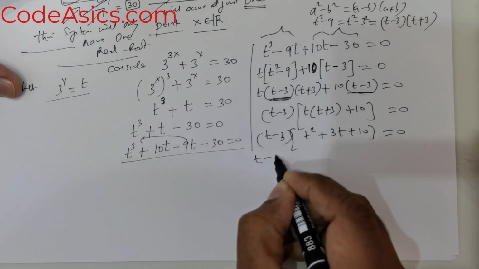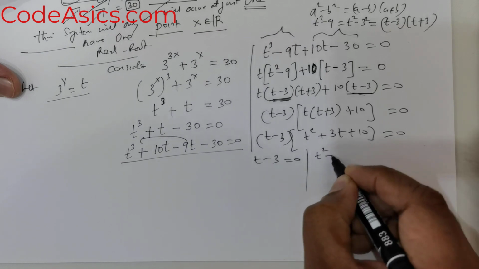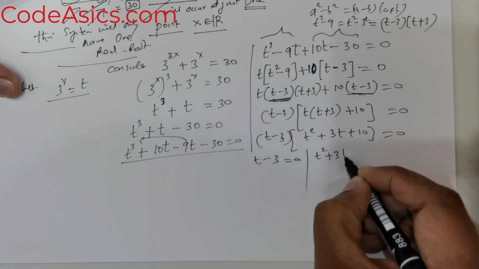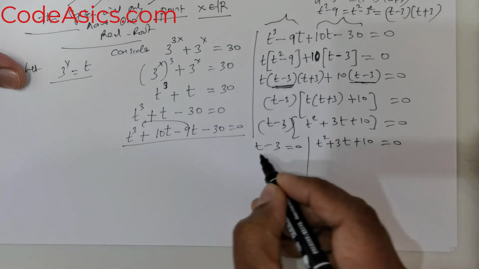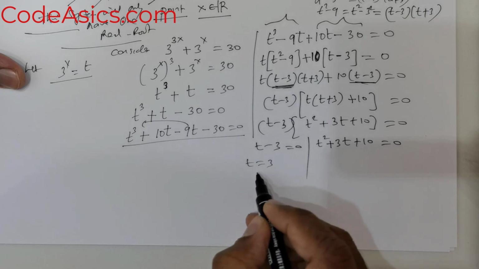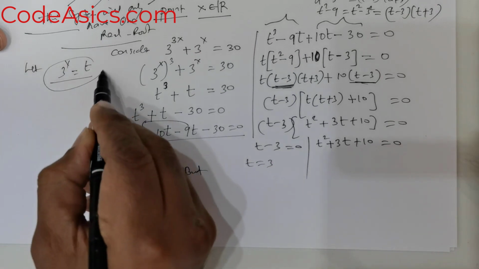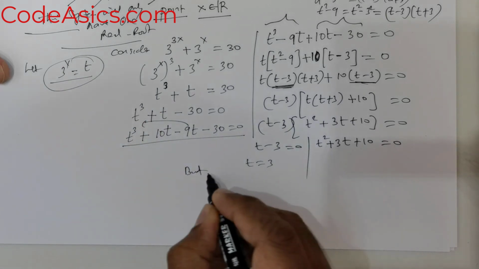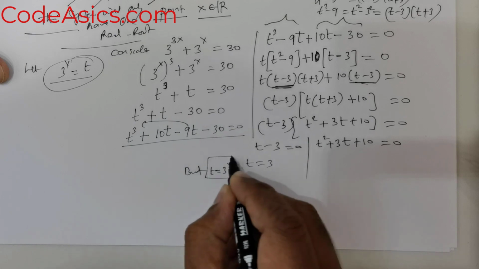So from here I have t − 3 = 0, and the other factor is going to be t² + 3t + 10 = 0. Fair enough, right? So from here t = 3, but I have taken t to be 3 raised to the power of x. So but t is equal to 3 raised to the power of x.